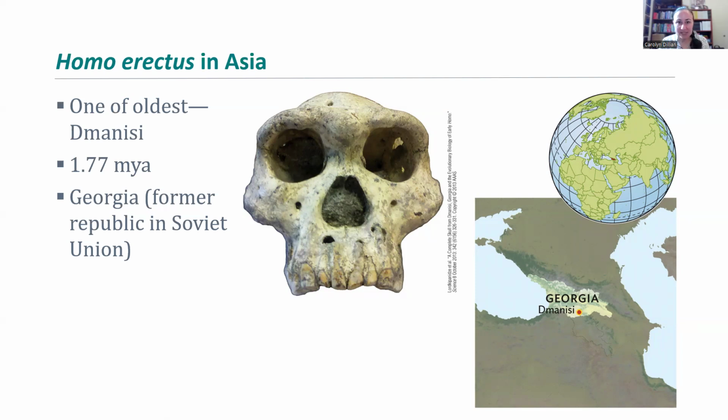The cranial capacity of the Dmanisi Homo erectus ranges between about 600 and 750 cubic centimeters, which includes the upper range of Homo habilis as well as into Homo erectus. So it's a smaller-brained specimen of Homo erectus than some of the Homo erectus skulls that we find later.